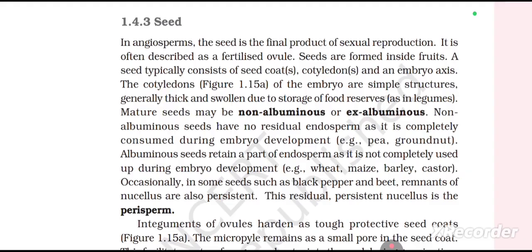Non-albuminous seeds have no residual endosperm as it is completely consumed during embryo development. Example pea, groundnut. Albuminous seeds retain a part of endosperm as it is not completely used up during embryo development. Example wheat, maize, barley, castor. Occasionally in some seeds such as black pepper and beet, remnants of nucellus are also persistent. This residual persistent nucellus is the perisperm.